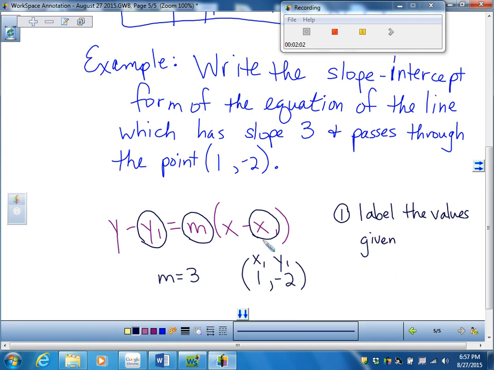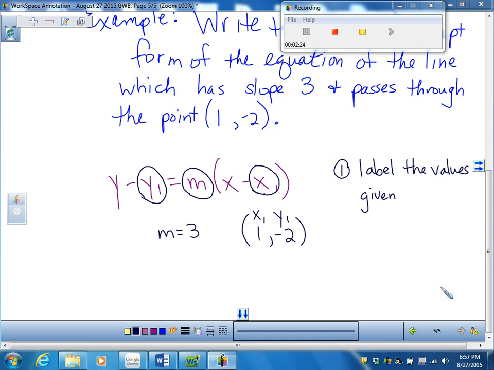I've got my x1, it's going to go where the x1 is, so 1 will substitute in there. y1, negative 2 will go in where the y1 is in the formula, and 3 will go where the m is in the formula. So now, plugging into the formula, I'm going to rewrite it: y minus, I'm going to leave a little blank there, equals, and I'm going to leave another blank to plug in, and then I've got my x minus, and another blank where I'm plugging in for x1.